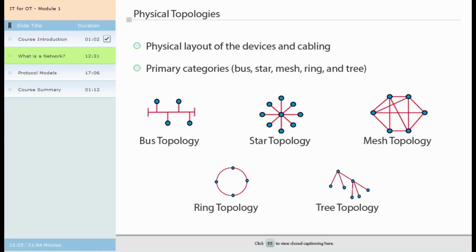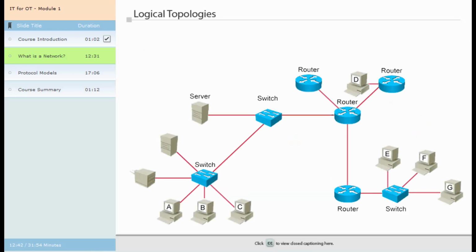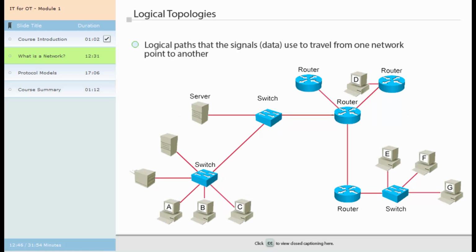A tree topology is effectively an extension of the star topology and can be thought of as a cascaded star. There are multiple central devices that are interconnected with each other. The physical connection is commonly made using twisted pair wiring. The logical topology is the manner in which the data flows through the network. The logical paths that the signals or data use to travel between points in the network define how data accesses the network media and transmits packets across the networks from device to device.